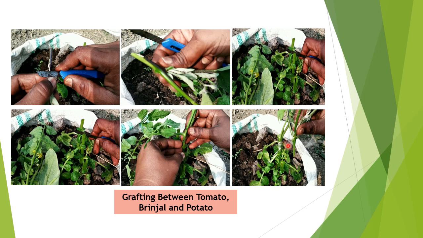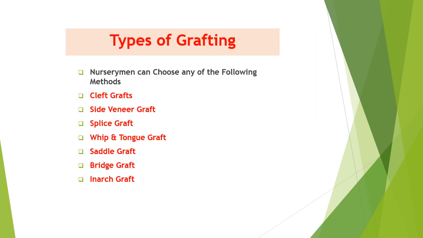As a result, it will produce now what? A tomato, a brinjal, and a potato. This is possible in the case of agriculture, and the research is being done, and it is being successfully done. Now coming to the types of grafting.